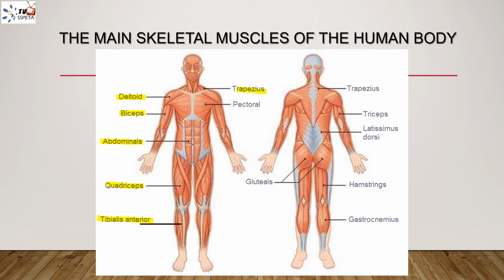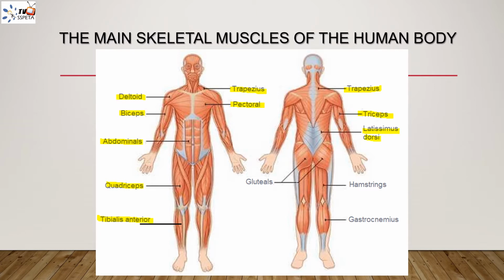The trapezius, which is a big muscle, which you can partly see on the front and at the back. The name trapezius comes from the word trapezium because of the shape of the muscle. We have the pectorals, which are on the chest region. The triceps, opposite of the biceps, which are found at the back of your upper arm. Latissimus dorsi, the muscles found at the back.